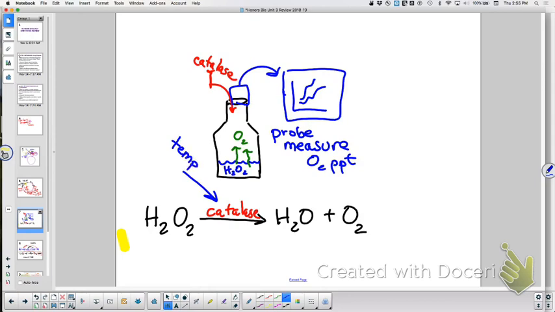So we could change the temperature of the catalase, right? You assume as you increase temperature, molecules are going to move faster. So you would have more oxygen, right? Up to a point until you do what? Denature it, and then you will have no oxygen. What's another thing we could change besides temperature? pH.